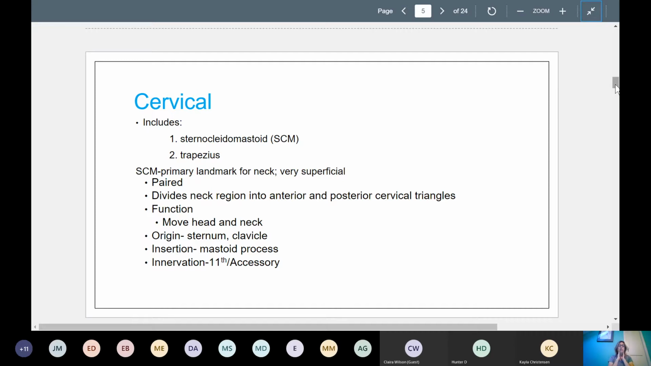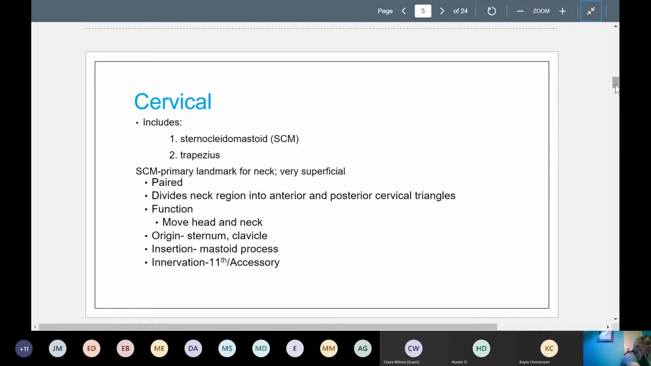Its function is to move your head and neck. There's one on each side because they're paired, and they function to move your head and your neck. Their origin is the sternum and the clavicle, and their insertion is the mastoid process. Sternocleidomastoid: sternum, clavicle, mastoid, just like it sounds. Do we remember where the mastoid process is?